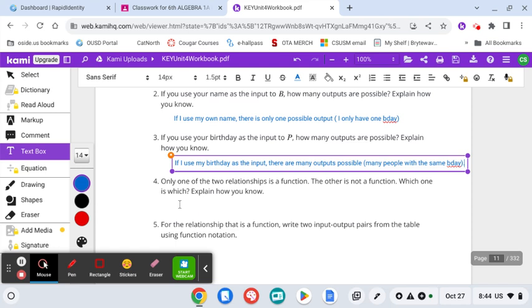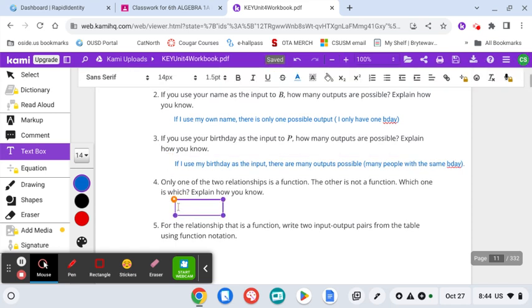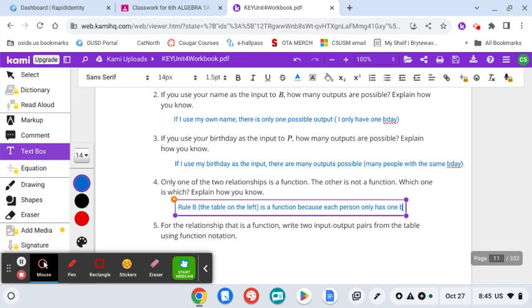Only one of the two relationships is a function. The other is not a function. Which one is which? Rule B, the first table, is a function because each person only has one birthday. Rule P is not a function because one birthday can have many people with that same birthday, many outputs.